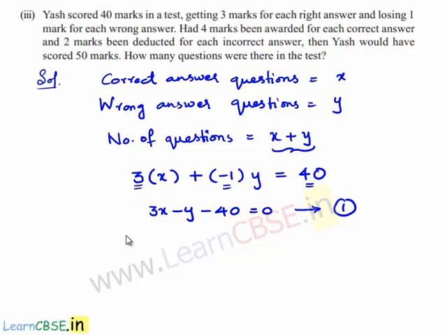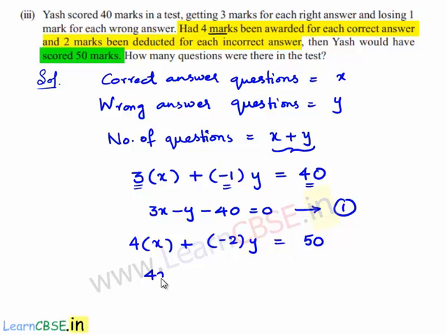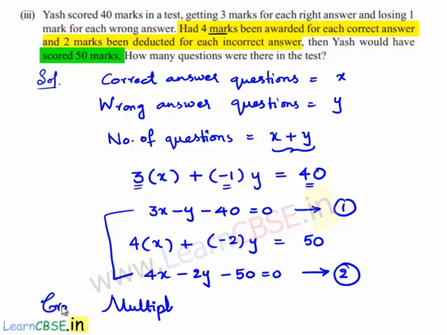So according to the second condition, 4 marks will be awarded for each correct answer, and 2 marks will be deducted for each incorrect answer. So we can write 4 times of x plus minus 2 times of y is equal to 50. That is 4x minus 2y minus 50 is equal to 0. Let this be equation number 2. Now we are required to solve equation number 1 and 2 by cross multiplication method.